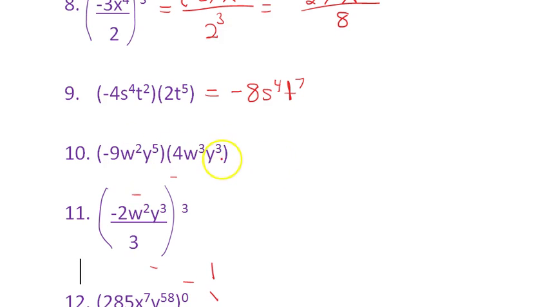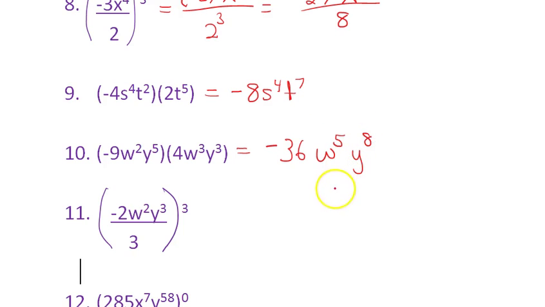10 is the same way, so if you want to pause and work that one out and see if you can get it, that would be great. Okay, so if you worked out number 10, you should get -36 w to the 5th y to the 8th. And if you did not get that and you want to raise your hand, I will help you.